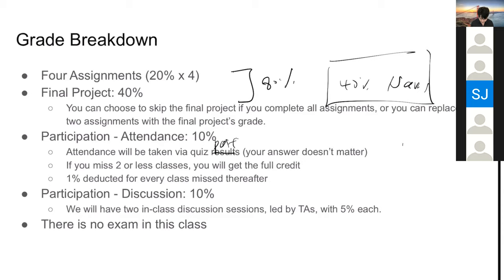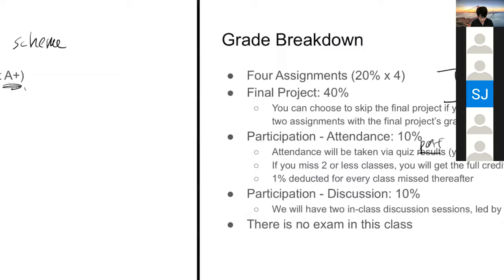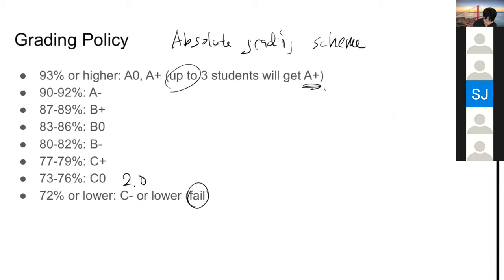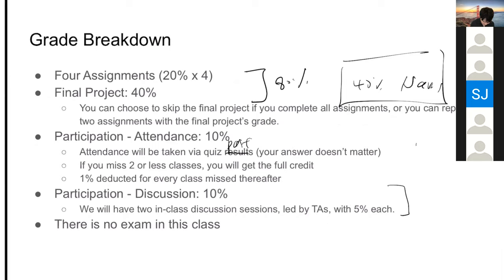So that will be 10%, and this will also be required for Naval engineers to get the credits. Because Naval engineers only get pass or fail, I forgot to mention that, that basically means that in order to pass this class, you will have to get at least 73%. And there is no exam in this class, which means during the midterm and finals week, we will not have any lecture. So you can take your final exams in other classes during that week.